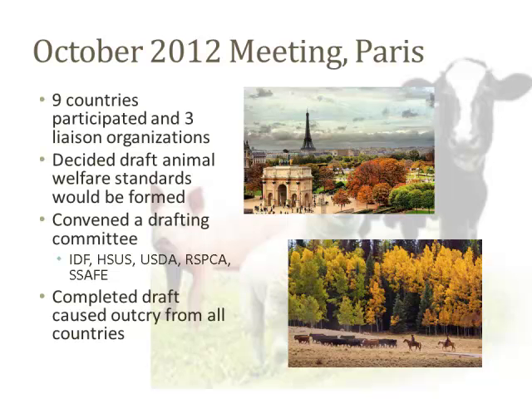which I think really got everybody confused, and that's why at the meeting in October, there were 9 countries. So you had Denmark, Egypt, France, India, the Netherlands, Sweden, Switzerland, the UK, and the United States. And then you had the 3 liaison groups, the OIE, the International Dairy Federation, and SSAFE. So those were the first ones.